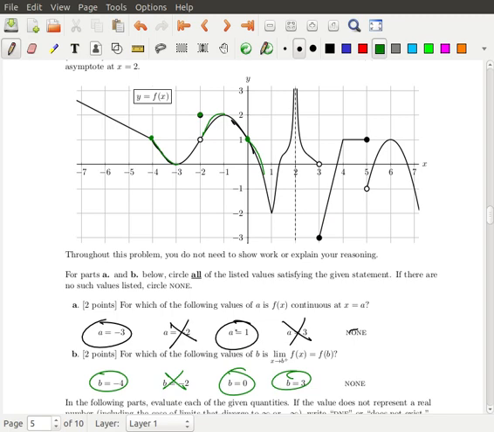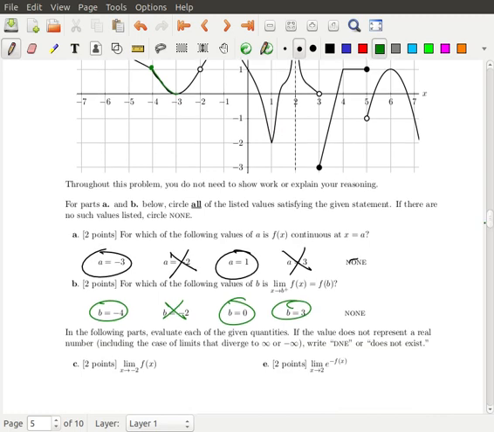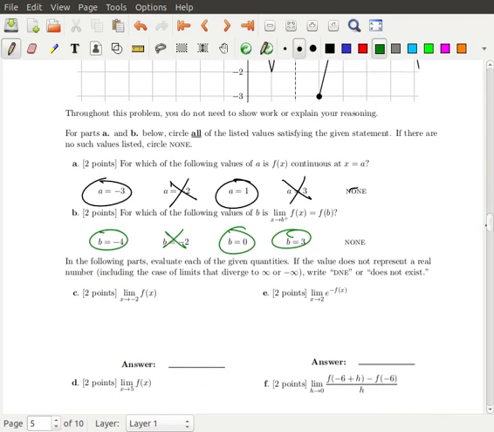And I realized my explanation for 1 was incorrect, because now I realize I looked at a equals 0. But it is continuous. This function is continuous at 1. We can draw it. It's not differentiable, but we don't have to pick up our pen to draw at a equals 1. The following parts evaluate each of the given quantities. If it doesn't represent a real number, right, d and e, or does not exist.